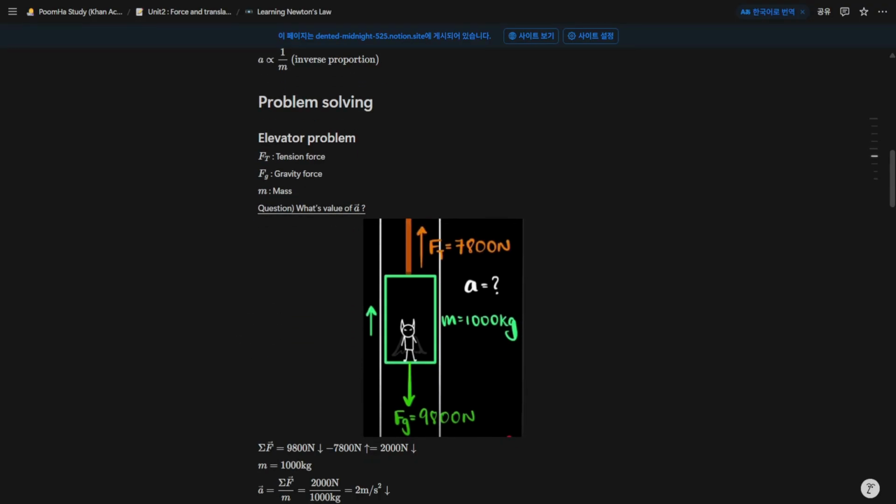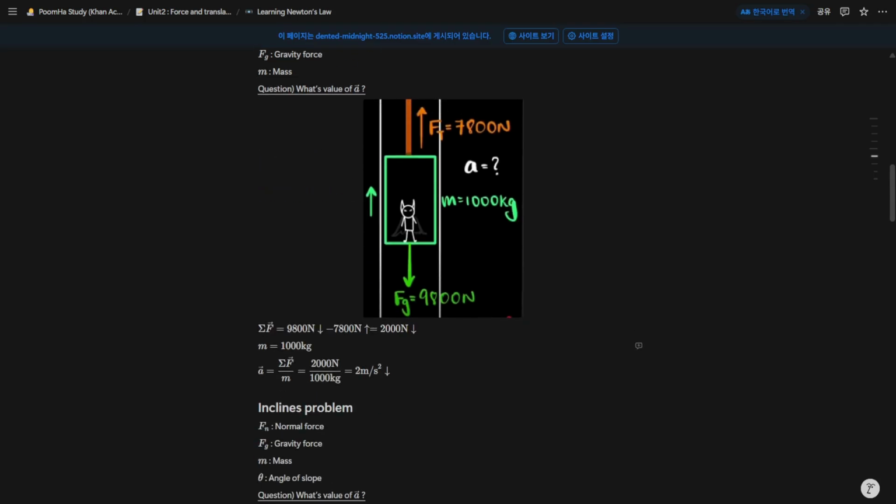We are in an elevator. There is tension force Ft, gravity force Fg, and mass. The question is, what is the value of the elevator's acceleration?